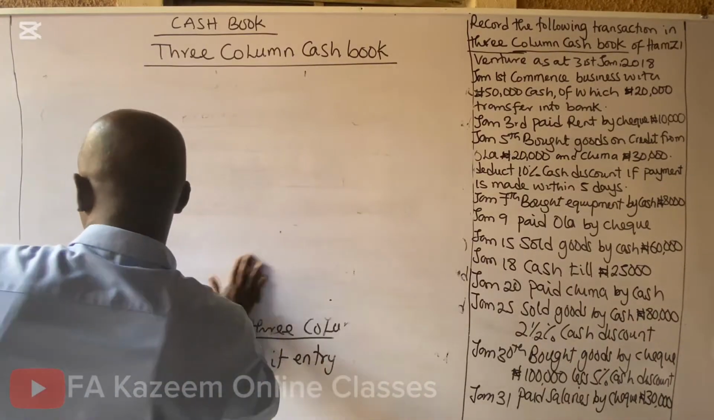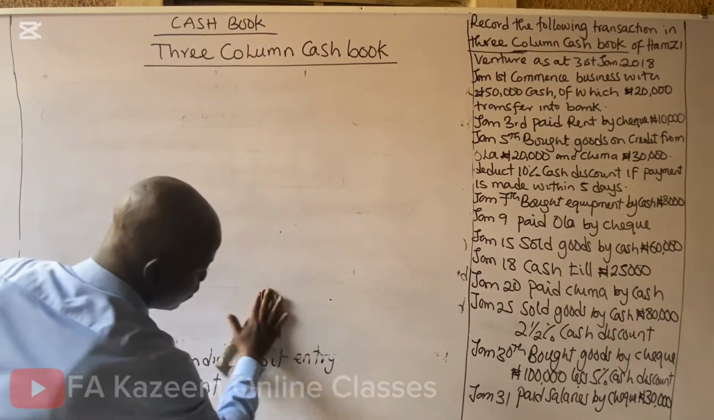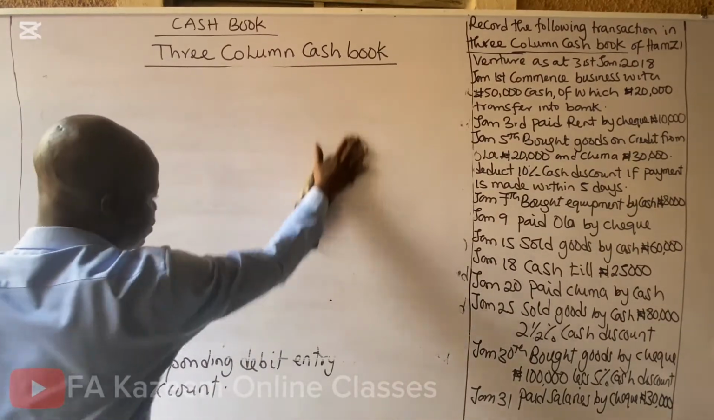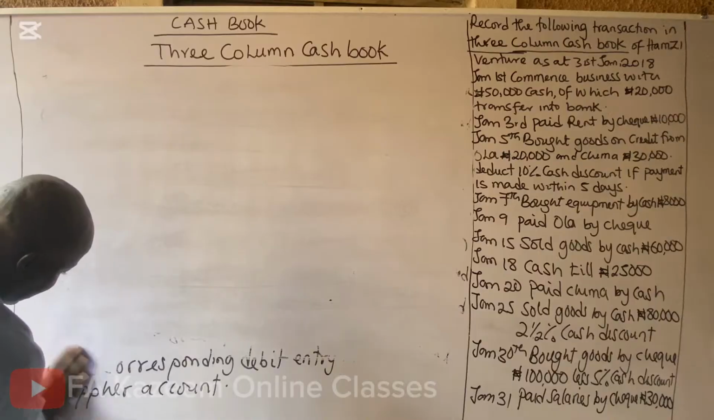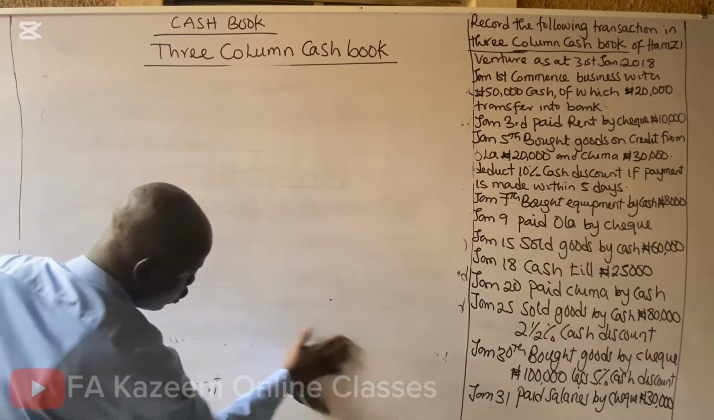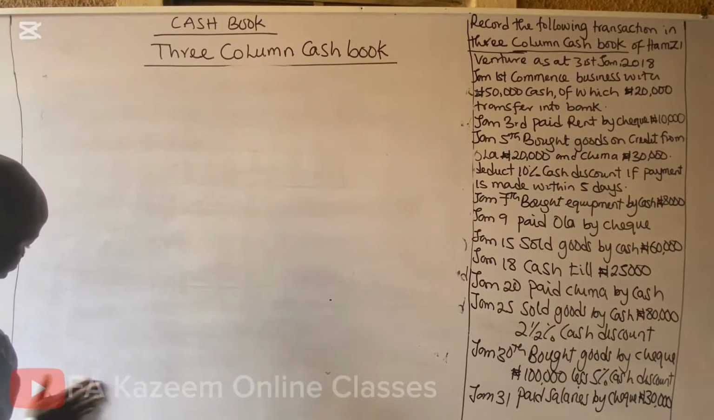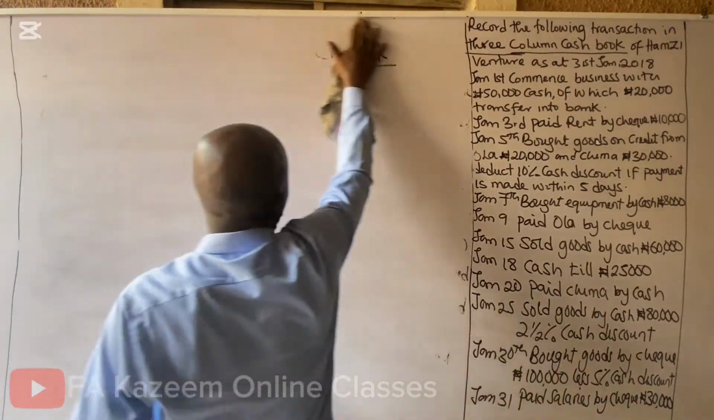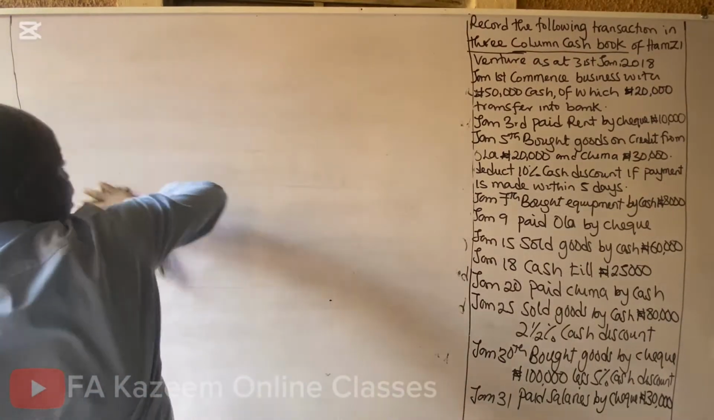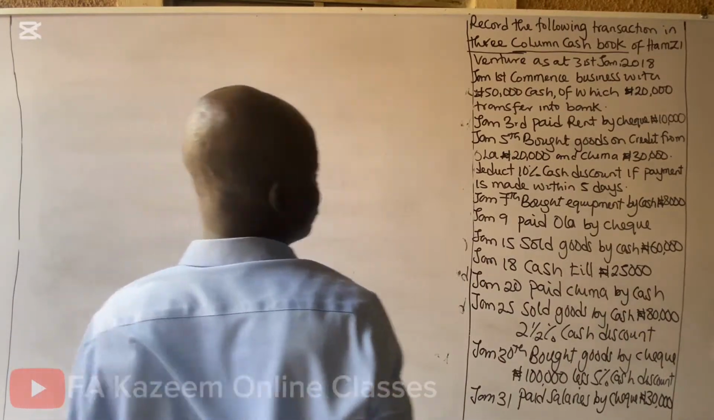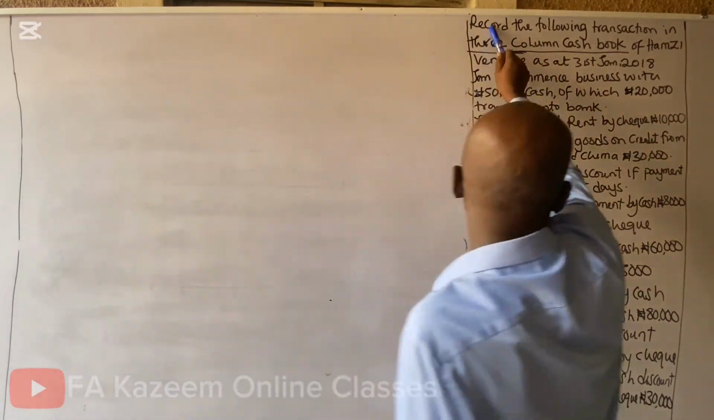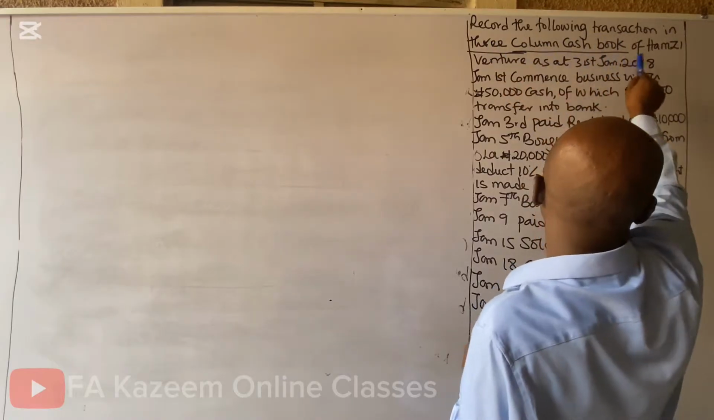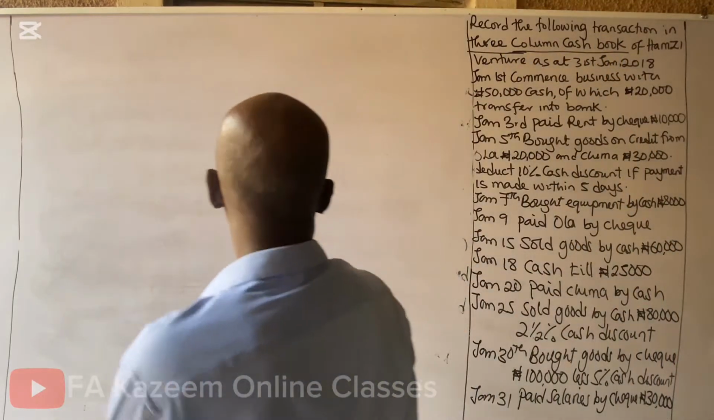Watching our previous video on single column and two column cash book, we help students to have better understanding of three column cash book. But today we'll be looking at three column cash book and we'll be solving a practical question. Record the following transaction in three column cash book of AMSI Venture.